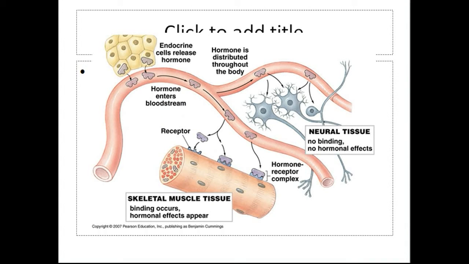And then here is the role of target cell receptors in hormonal action. I'm going to read something from the book. For a hormone to affect a target cell, that cell must have receptors that combine the hormone and initiate a change in cellular activity. The hormone in this illustration affects skeletal muscle tissue, but not neural tissue, because only the muscle tissue has the appropriate receptors. And this is all in your book.